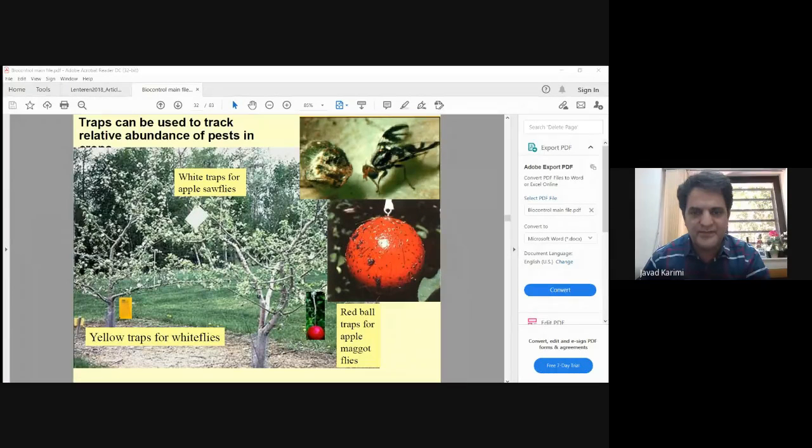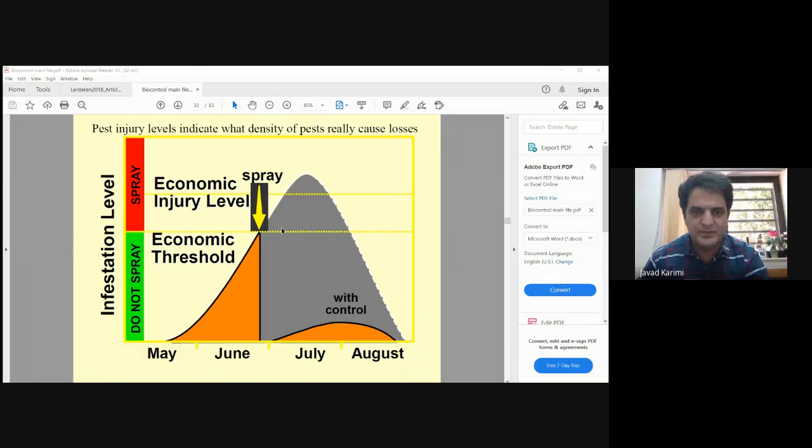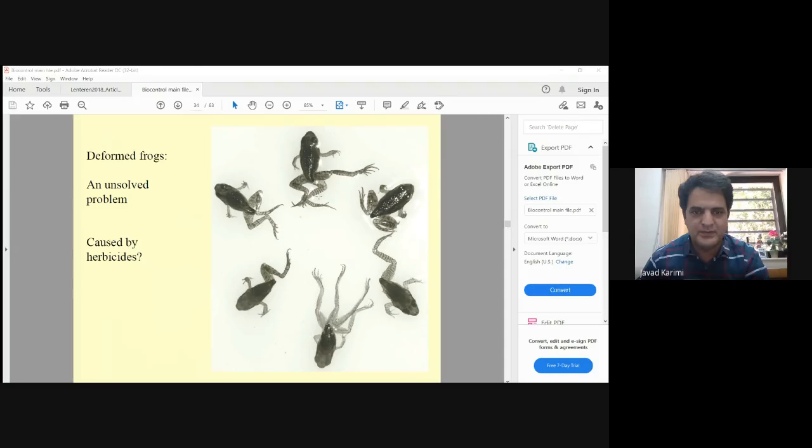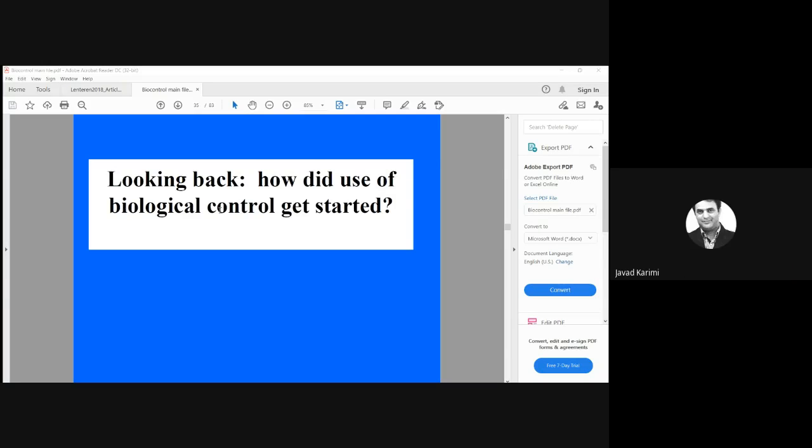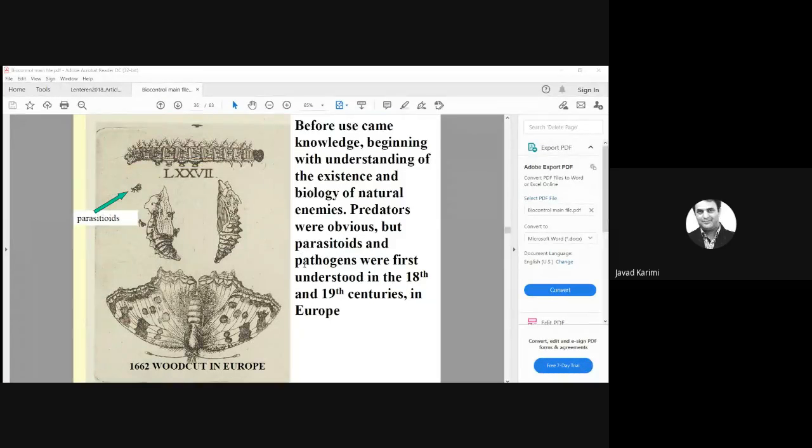This is about the side effect of pesticide and frog, and this encouraged the scientists to find biological control and get a start at this time. But what is the biological control?